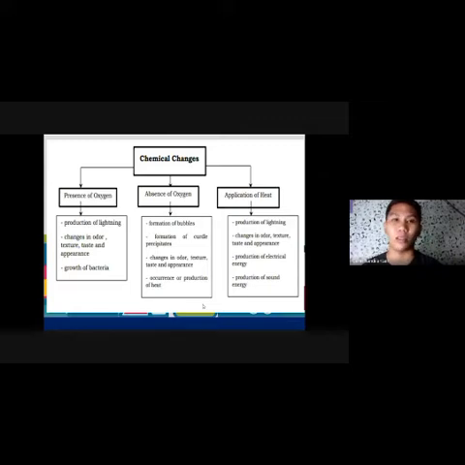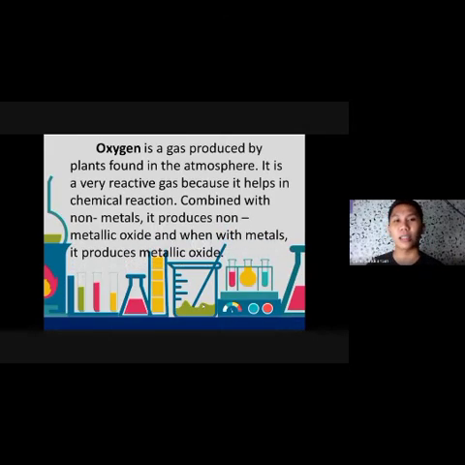Okay, yun. And let's define what is oxygen or discuss oxygen. What oxygen is. Oxygen is a gas produced by plants found in the atmosphere. Of course, hindi tayo mabubuhay without oxygen. 'Di ba? Sinong tao hindi mabubuhay walang oxygen? Yun. So, kailangan natin magtanim ng puno para marami tayong oxygen na malalanghap.